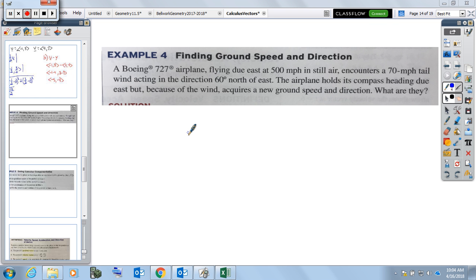The example we have is a Boeing 727 airplane flying due east 500 miles an hour in still air. It encounters a 70-mile tailwind acting in the direction 60 degrees north of east. The airplane holds its compass heading due east, but because of the wind, acquires a new ground speed and direction. What are they?